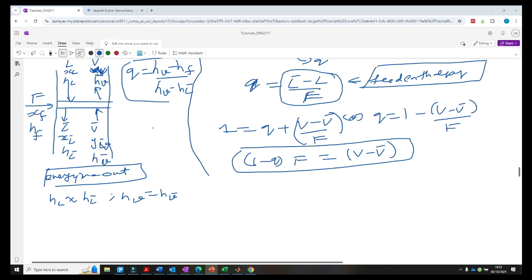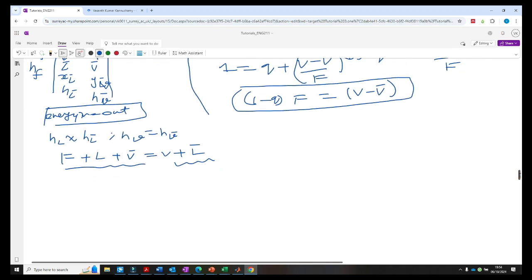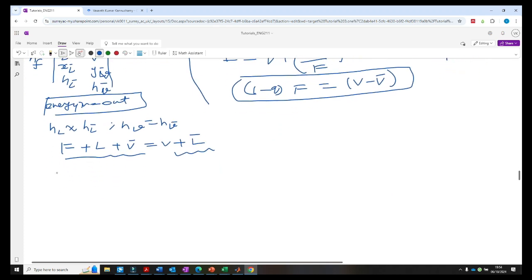Before doing the energy balance, let's write the overall balance just for our convenience. We can use this as a guideline to perform the energy balance. This is what's in and this is what's out, so we can do the energy balance: how much energy each of these streams carries. FHF plus L multiplied by H suffix L plus V dash multiplied by H suffix V dash, that's the enthalpy of the stream V dash, equal to V multiplied by H suffix V plus L dash multiplied by H suffix L dash.